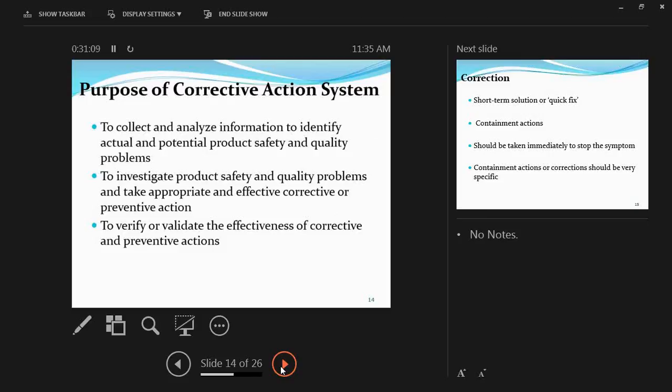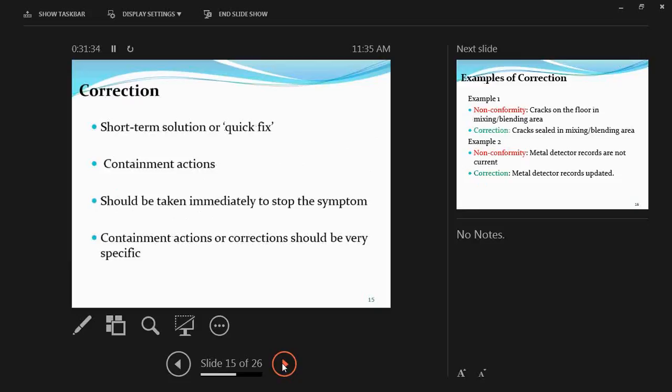The next one is to investigate product safety and quality problems and take appropriate and effective corrective or preventive action. Finally, to verify or validate the effectiveness of corrective and preventive actions. So these are the three purposes of a good corrective action system. It's just going to be some sort of repetition.